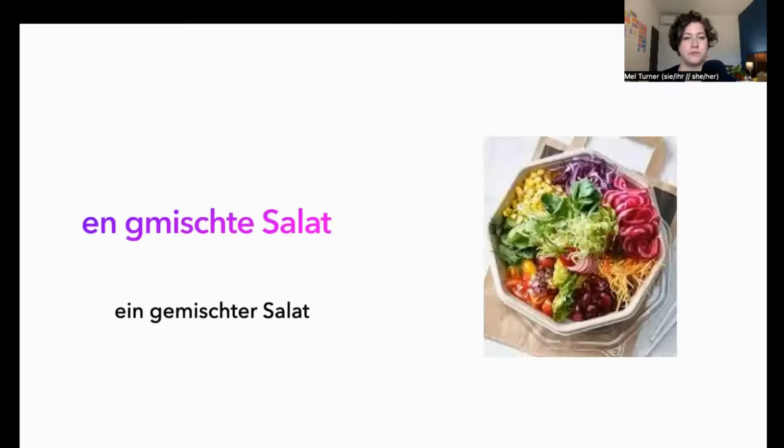We start with Vorspeise, Hauptgang und Dessert. The first thing is ein gemischter Salat. Der gemischte Salat oder ein gemischter Salat. Ich hätte gern ein gemischter Salat. That looks like this. And this is very typical for us. You get a little bit of lots of different foods. It's not different kinds of green salads. It comes like that. It's not mixed.